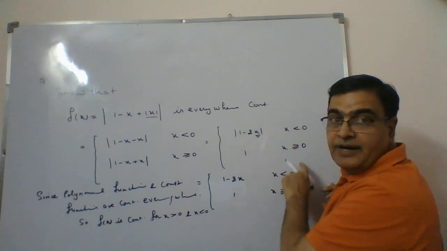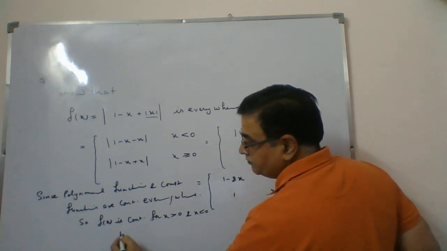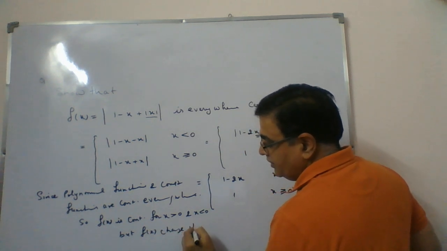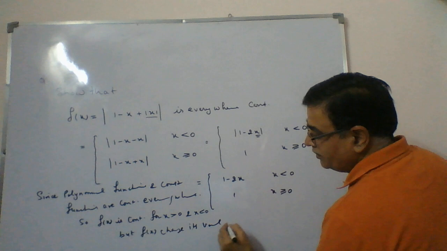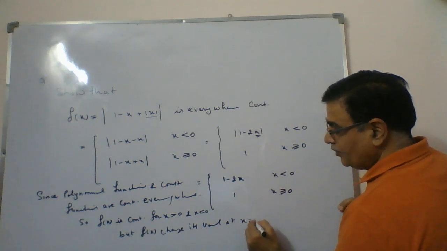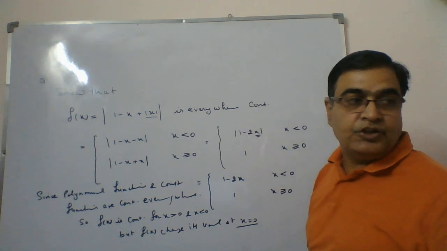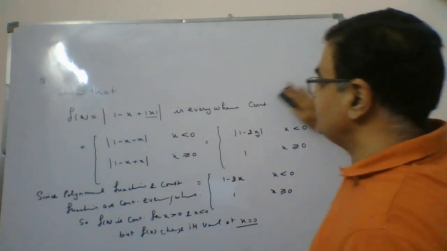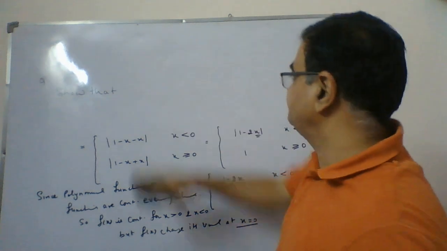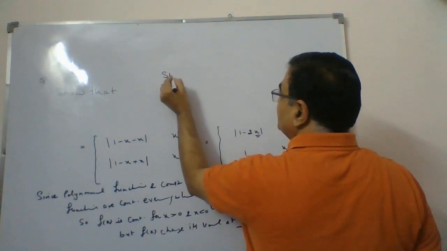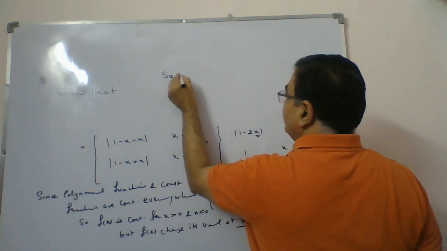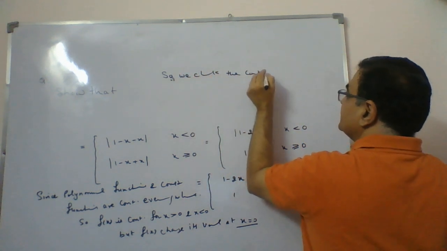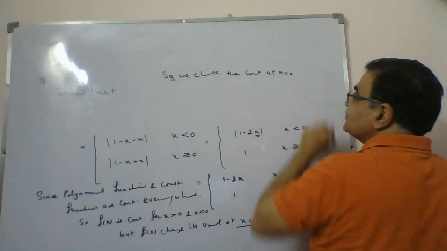But f(x) changes its value at x equal to 0. So we check the continuity at x equal to 0. At 0, when I check the continuity, we check the continuity at x equal to 0.